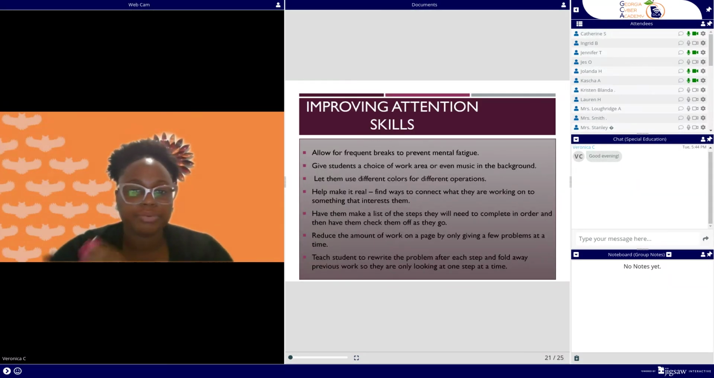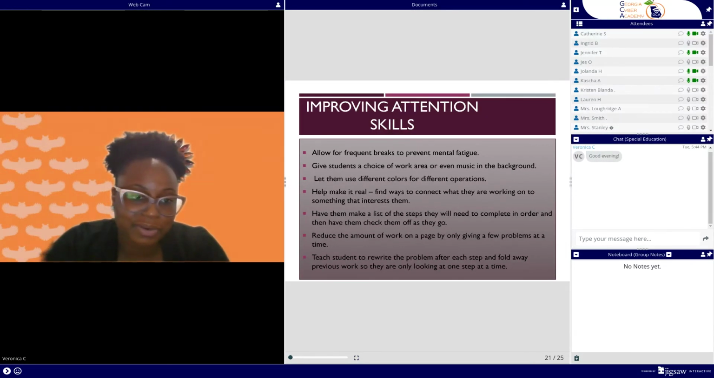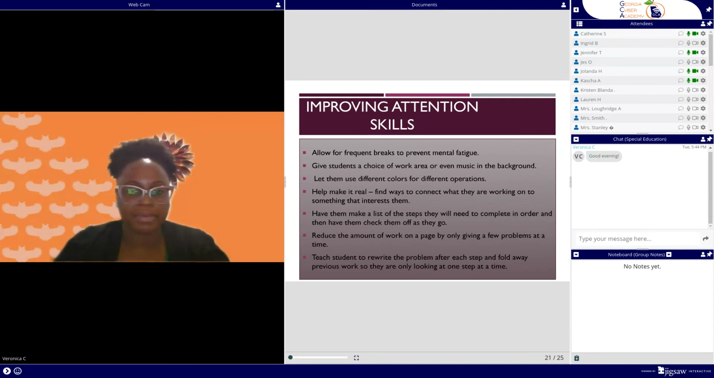We can improve attention skills. You notice your child is fidgety during math. We may need to allow for frequent breaks to prevent mental fatigue. Give them the choice of a work area, or if they need to have music in the background. I know I work well with white noise, so maybe that may work for your student. Letting them use different colors for different operations. Sometimes having those color blocks allows them to focus on one part of the problem at a time.